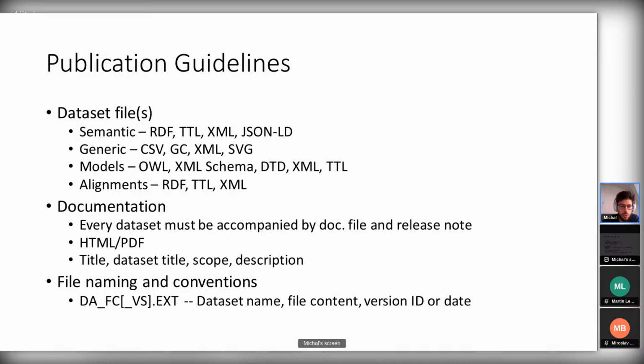And there are two rules. It has to have a documentation and release note. The documentation and release note should be in HTML or PDF, and it has to contain at least the title of the dataset, title of the documentation, scope of the dataset, and its description. And then there are also some conventions for naming the files which you upload, and it's basically the dataset name, the content of the file, and optionally you can use the version of the file, or the date when it is published, or to which date it is valid.